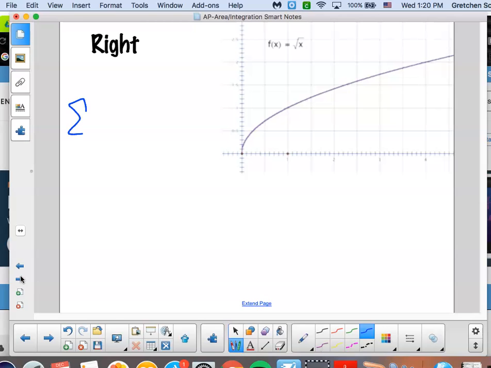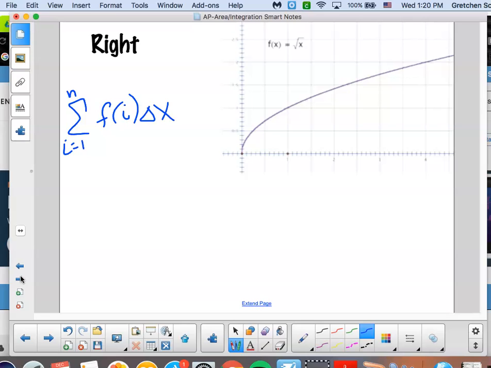But all the sigma notation is, we have some generic formula, i equals 1, and it's going to go up until n. So this is just saying our base times our height, the function value times the width of the rectangle. If we add up all those rectangles, it'll tell us an approximate area.